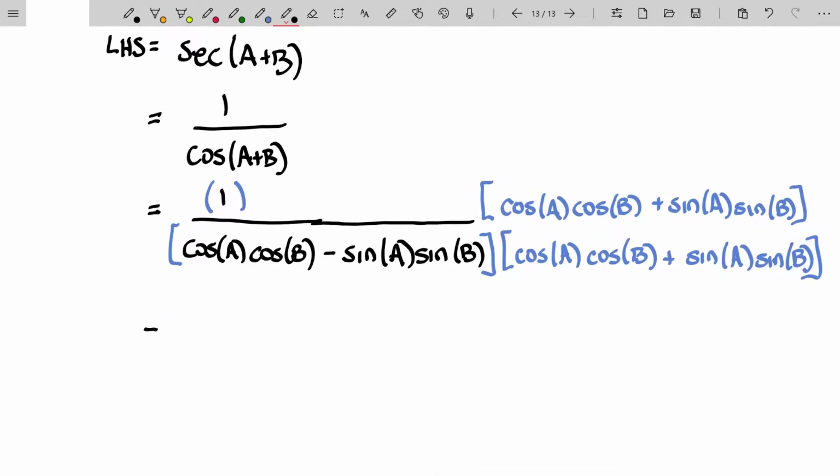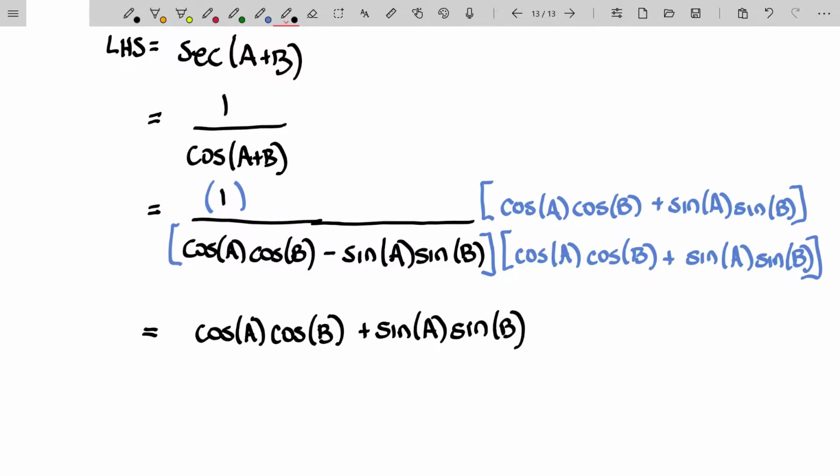Let's see. Multiplying through, the numerator is going to be cosine of A, cosine of B, plus sine of A, sine of B. The denominator is really cool. You might not think so, but I do, because of the simple fact that this picture right here, I'll call happy face, is the same as this picture. Happy face. This picture right here, I'll call star.